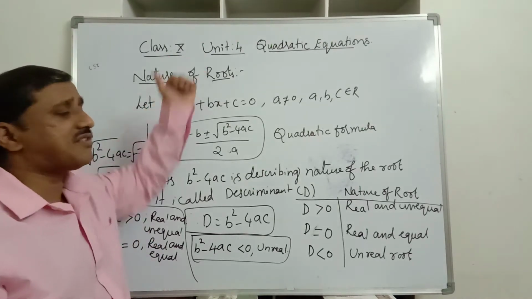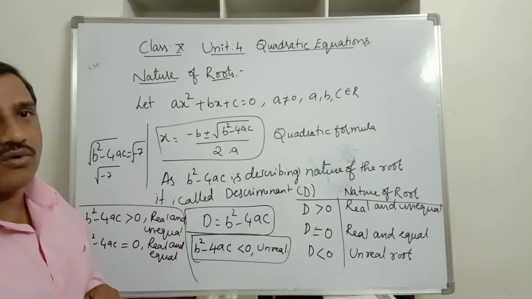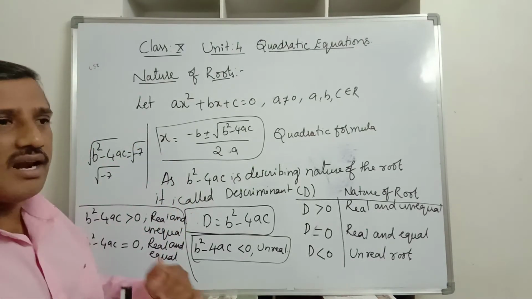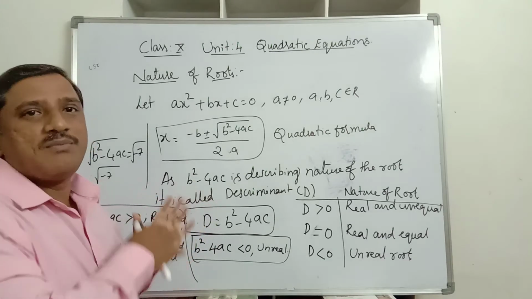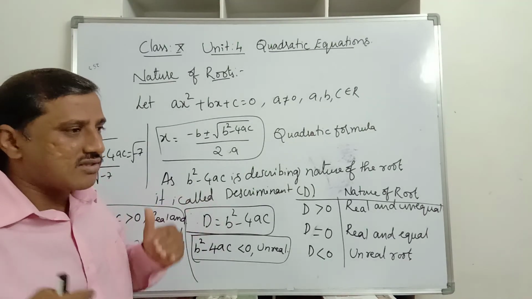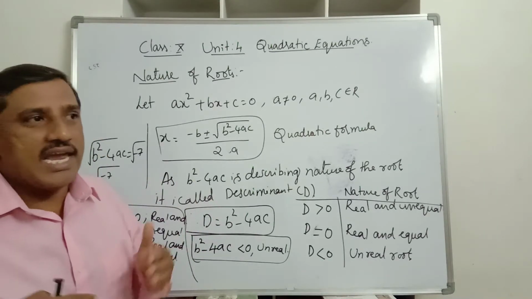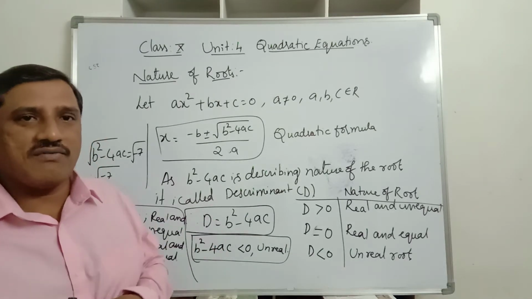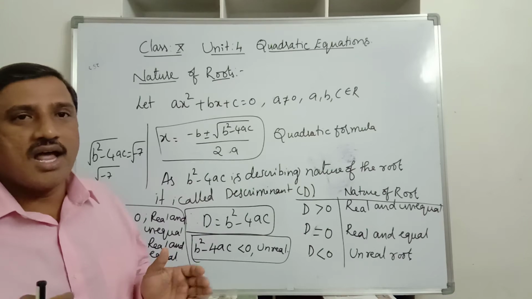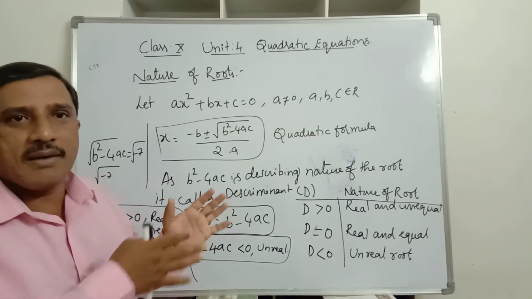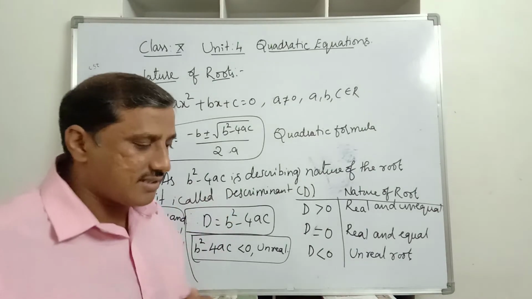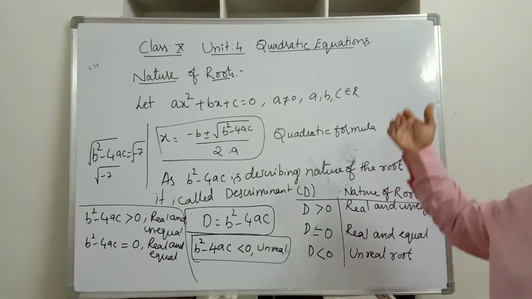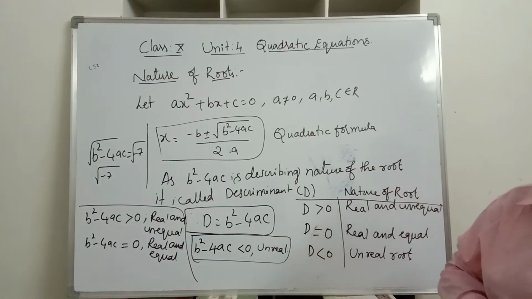What is the use of studying this nature of roots? We use this concept in solving some real life situations, to decide whether something is possible or not. For example, if you want to construct a mango field, you plant mango trees in a number of rows and columns, where we don't know how many rows and columns. You brought some number of mango plants and wanted to plant them in rows and columns.